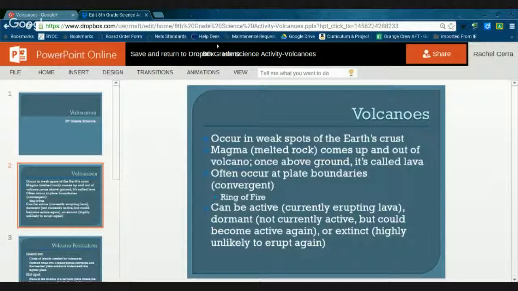The three different, I'm not going to say types, but the three versions of your volcanoes, they can either be active, dormant, or extinct. So an active volcano is currently erupting lava. A dormant volcano is one that's not currently active but could become active again. And then an extinct one is highly, highly unlikely to erupt again.